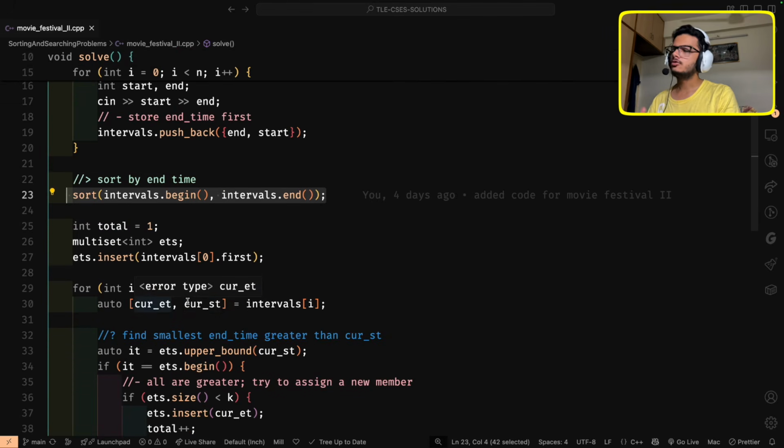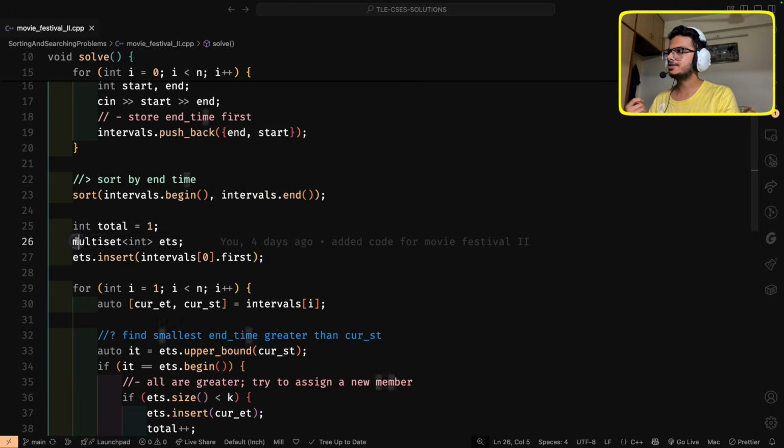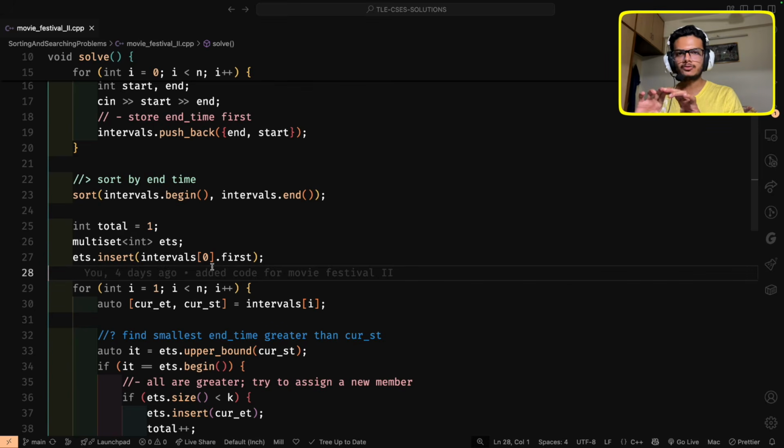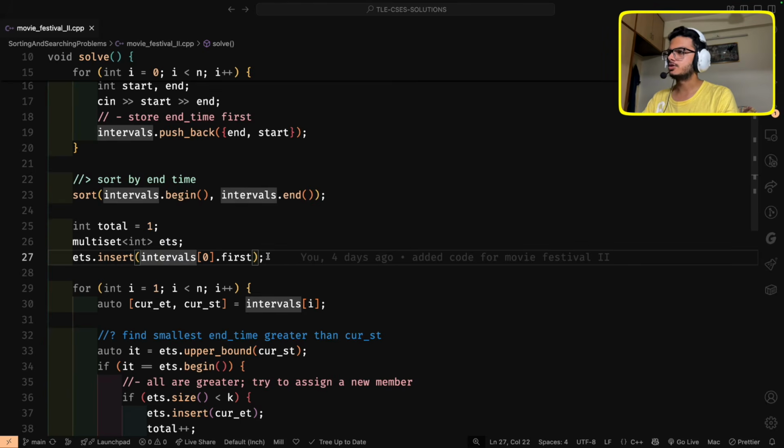Okay, then we know for a fact that we are going to watch at least one movie. So the total movies that we are going to watch is 1. Then I'll need a set to store all the end times. So this will store end times of all the movies which are currently being watched. We first insert the end time of the first movie which ends earliest, right? So we are going to first watch this movie.